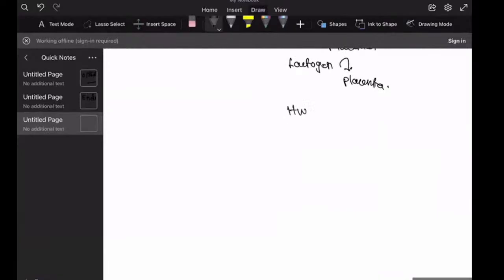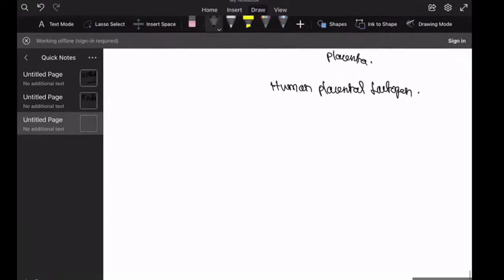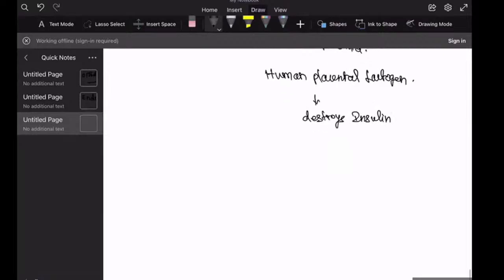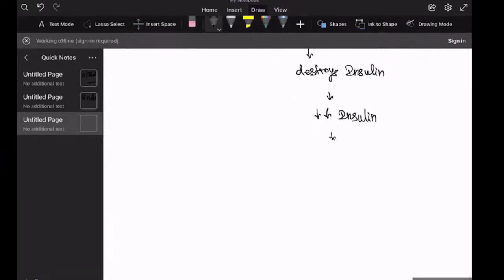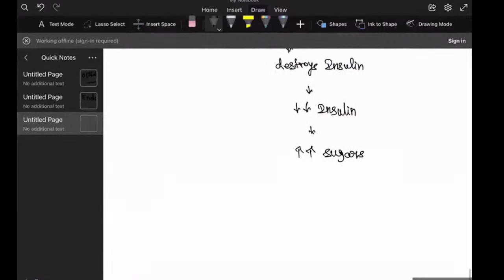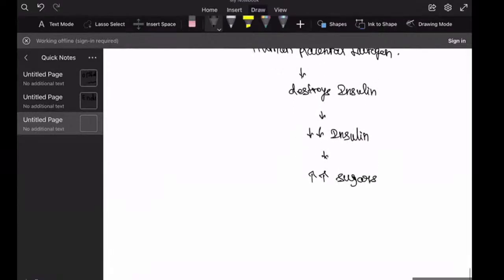This human placental lactogen has an action of destroying insulin, leading to a decrease in insulin levels in the mother, leading to increased sugars. This is the cause for diabetes mellitus in pregnancy.